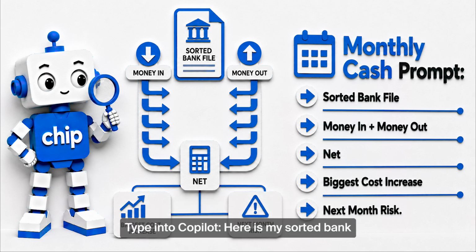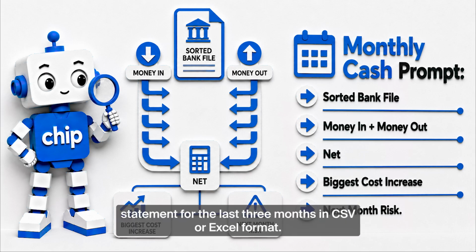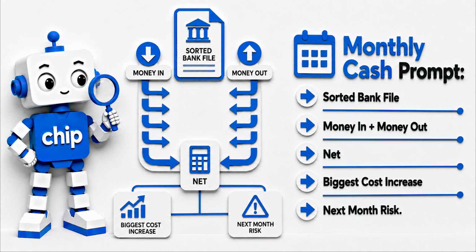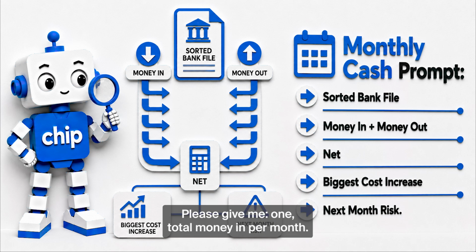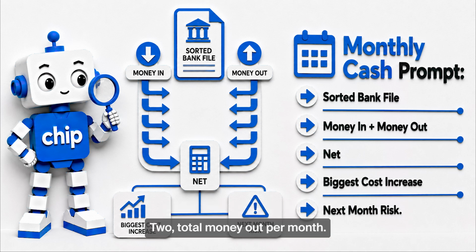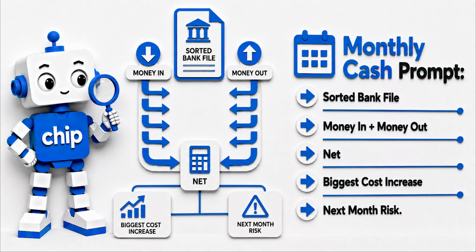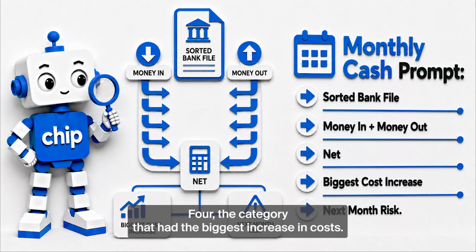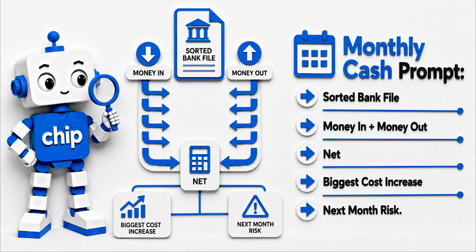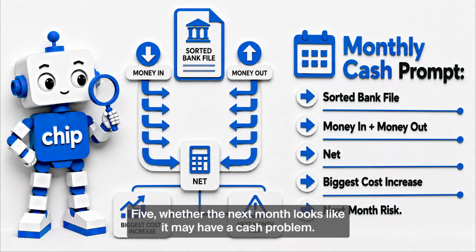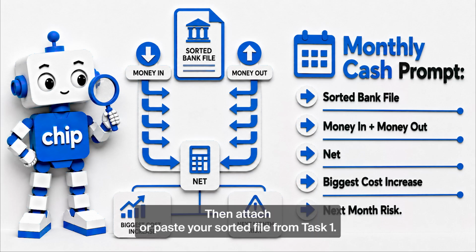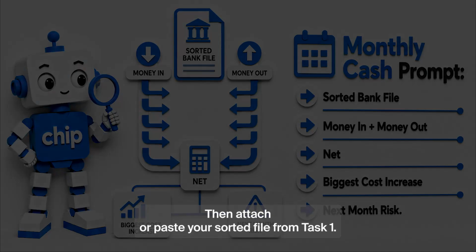Type into Copilot, here is my sorted bank statement for the last 3 months in CSV or Excel format. Please give me 1. Total money in per month. 2. Total money out per month. 3. Net cash in minus out for each month. 4. The category that had the biggest increase in costs. 5. Whether the next month looks like it may have a cash problem. Then attach or paste your sorted file from task 1.